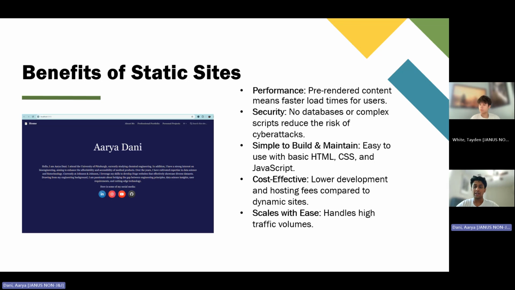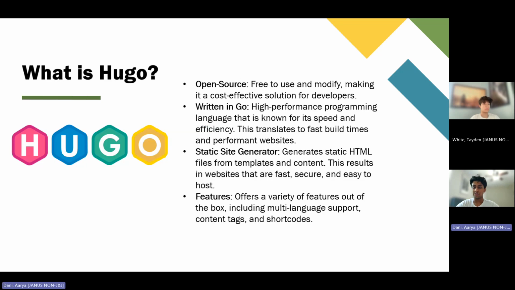By utilizing an IDE, which is an integrated development environment such as VS Code, users can easily tweak content on their site. It's also incredibly cost-effective and easy to scale. So what is Hugo? Hugo is an open source static site generator written in the language Go. Hugo offers a variety of features and benefits that make it a great option for a variety of web projects. It's open source, which makes it free to use, and it's easy to generate static HTML files from templates and offers a wide variety of features such as the ability to use multiple languages and shortcodes.